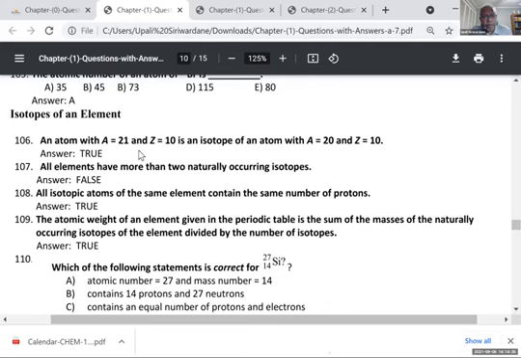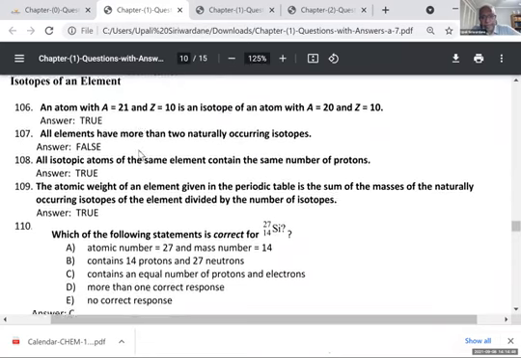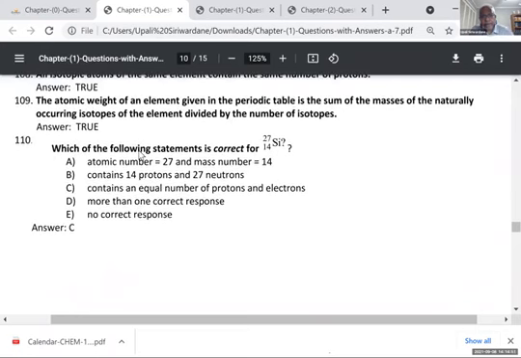Or number 109, atomic weight of element given in the periodic table is the sum of the mass of naturally occurring isotopes of the element divided by number of isotopes. That's not true. The average atomic mass given in the periodic table is based on the average of isotopic masses for naturally occurring elements.